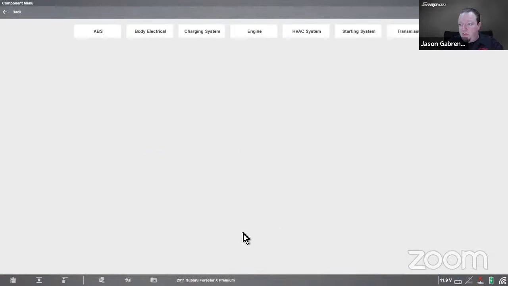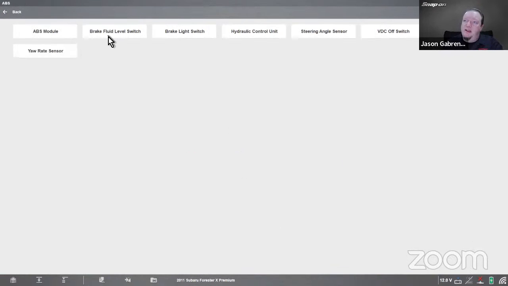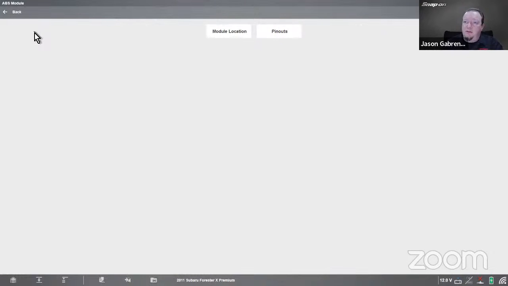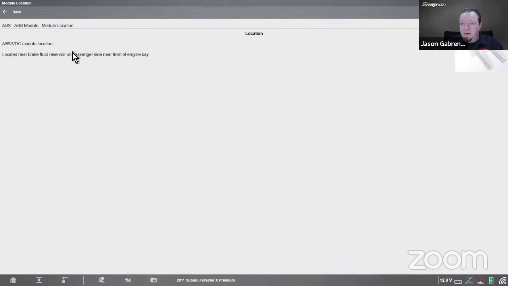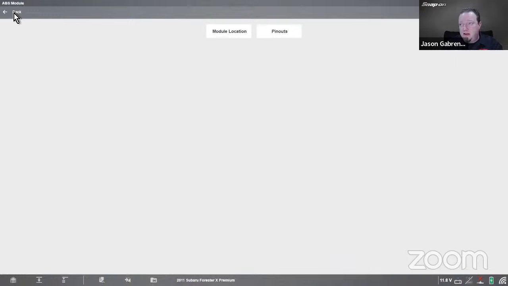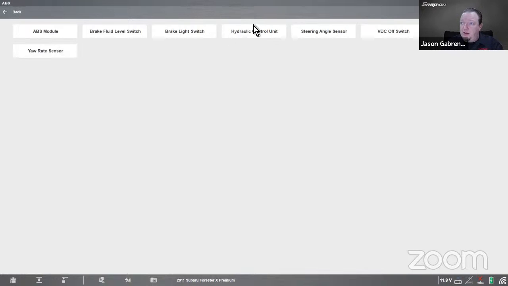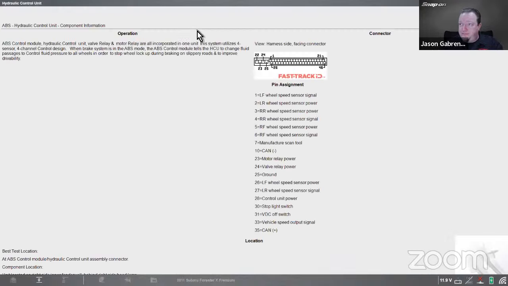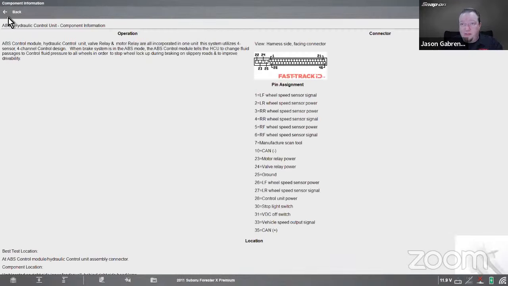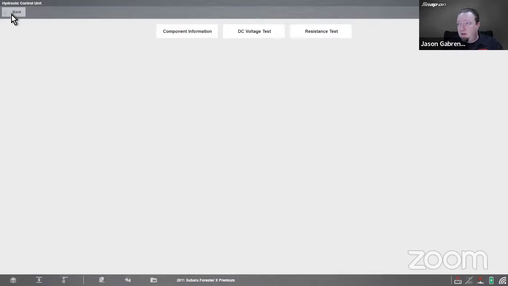And as far as guided component tests, go into ABS again, ABS module. In this case, we have module location again near the brake fluid reservoir on the passenger side near the front of the engine bay. Hydraulic control unit. It's going to tell us how it works, gives us the pinouts. Wheel speed sensor on this one.